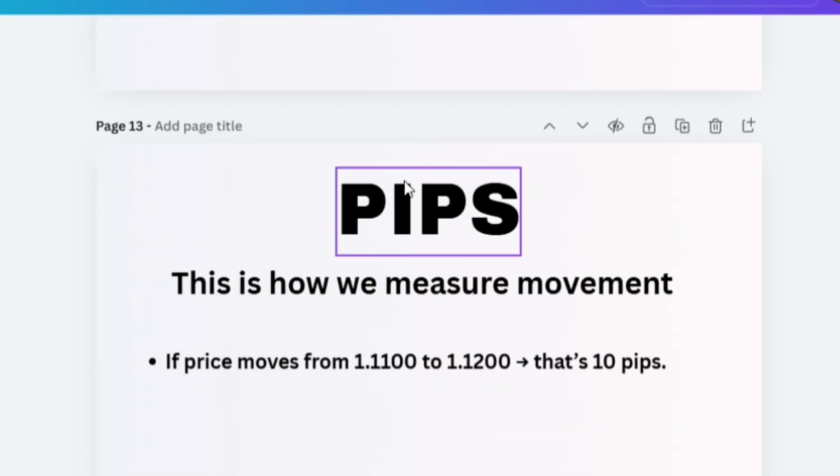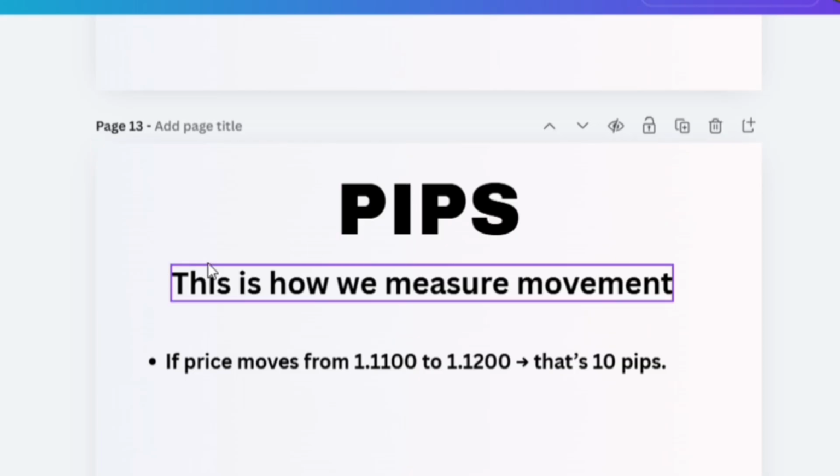Now let's talk about pips. Let's talk about money terms. Now, what is a pip? This is how we measure the movement. The movement from one particular price to another price is measured in pips in forex trading.